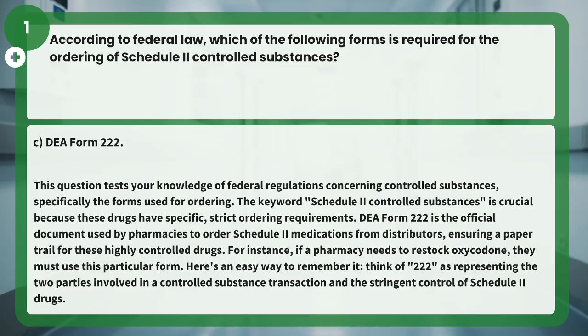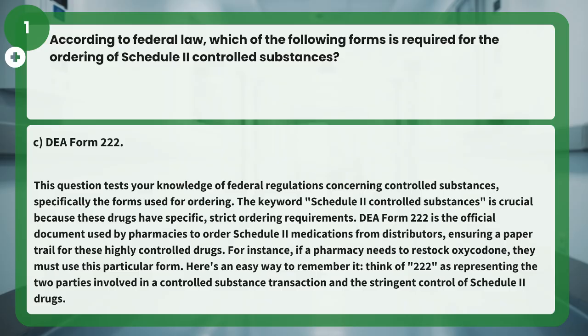Answer C. DEA Form 222. This question tests your knowledge of federal regulations concerning controlled substances, specifically the forms used for ordering. The keyword Schedule II controlled substances is crucial because these drugs have specific, strict ordering requirements. DEA Form 222 is the official document used by pharmacies to order Schedule II medications from distributors, ensuring a paper trail for these highly controlled drugs. For instance, if a pharmacy needs to restock oxycodone, they must use this particular form.